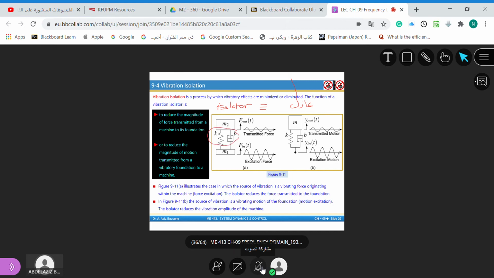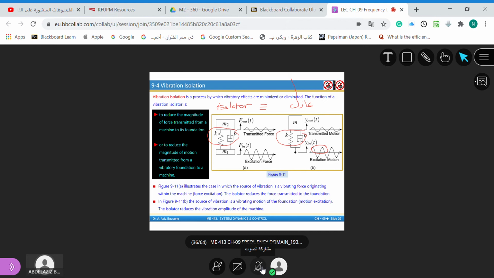Spring and damper يعزل the vibration that goes either from the machine to the ground, or the motion that is coming from the ground to the machine. We put this one. So to reduce the magnitude of force transmitted from a machine to its foundation, or to reduce the magnitude of motion transmitted from a vibratory foundation to the machine.